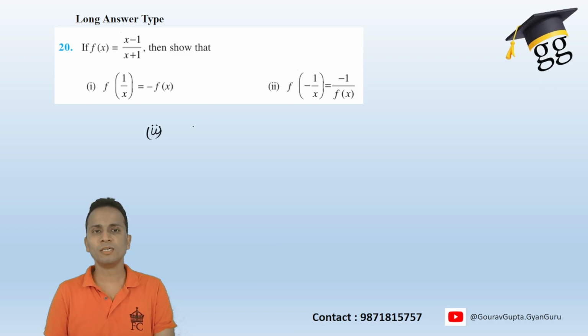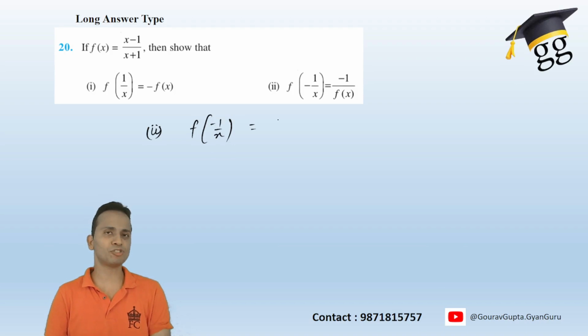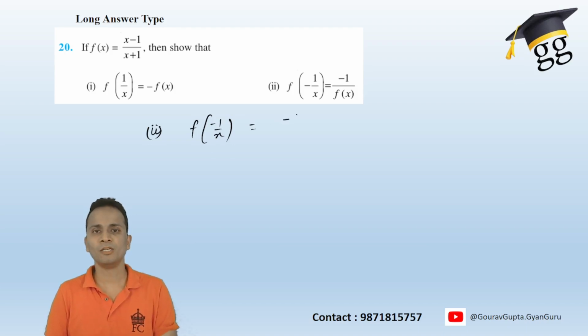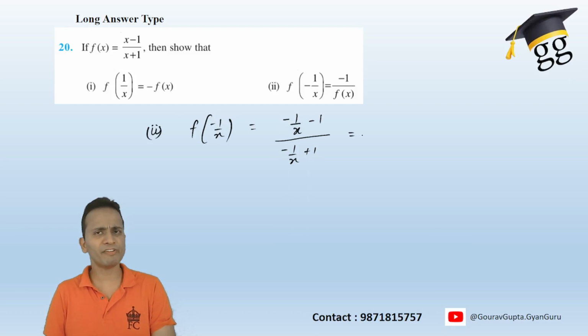Okay, part number 2. I'll start from the left hand side. f of minus 1 upon x. So instead of x, I will substitute minus 1 upon x in the function: minus 1 upon x minus 1 whole divided by minus 1 upon x plus 1. Again, do the simplification the way we have done it in the first part.